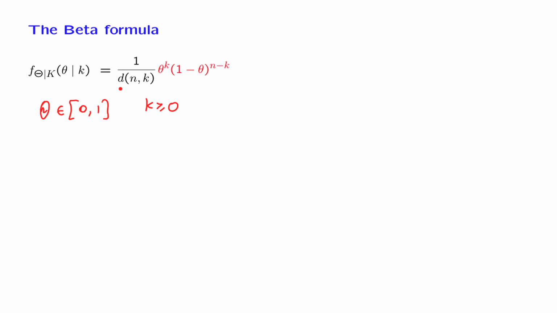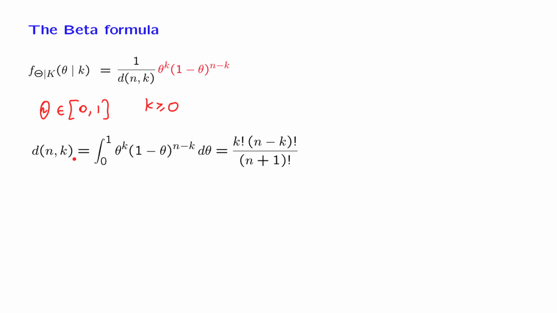Now, this coefficient here, d n k, is a normalizing constant, which is needed so that this is a legitimate PDF, that it integrates to 1. And so, in particular, d needs to be equal to the integral of what we have in the numerator. This is the choice that makes this whole expression integrate to 1. And this integral is calculated and can be found to be equal to this particular expression. How do we derive this expression?